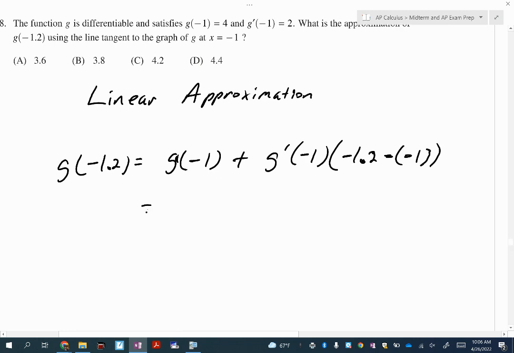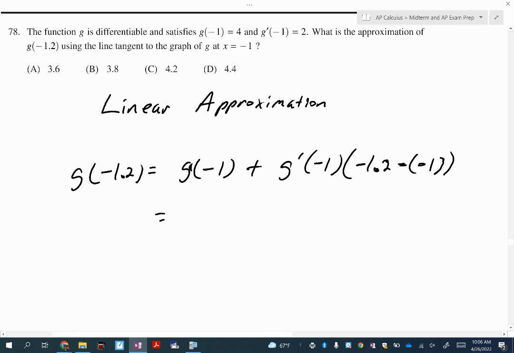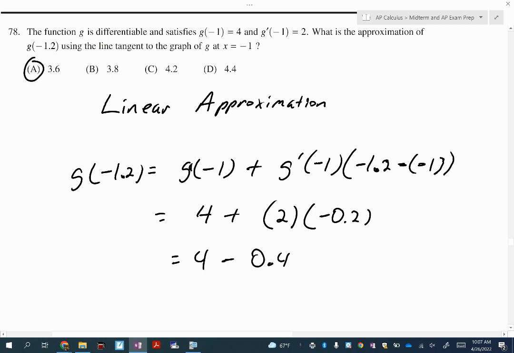So let's plug in what we know. We know g of negative 1 is 4. All right, so this is going to be 4 plus the derivative is 2, all right, and then negative 1.2 plus 1, right? So adding 1 is going to give you negative 0.2. So that's 4 minus 0.4, which is 3.6. So we didn't really need a calculator for this one.